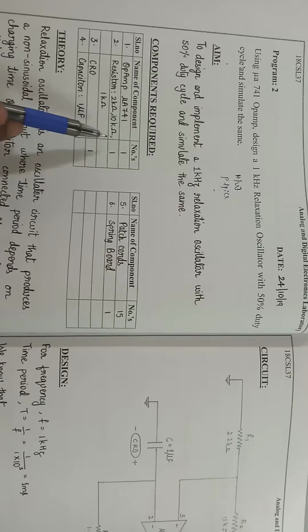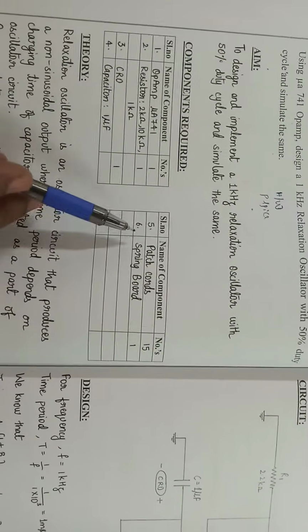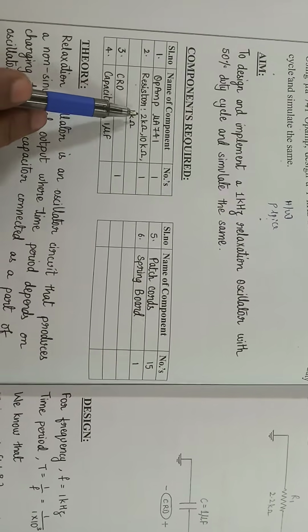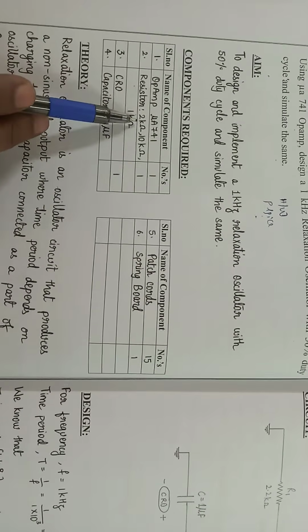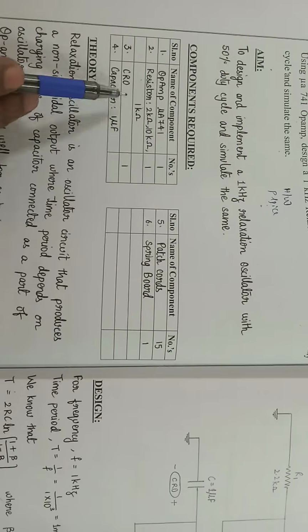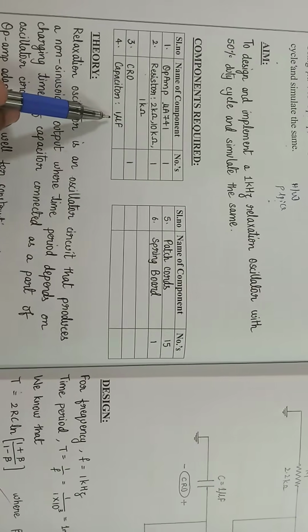Then what are the components required? We require the op-amp, a patch cord, a springboard, and we have to calculate the resistance value through design. To check the output, we use a CRO. For charging and discharging, we require a capacitor of 1 microfarad.